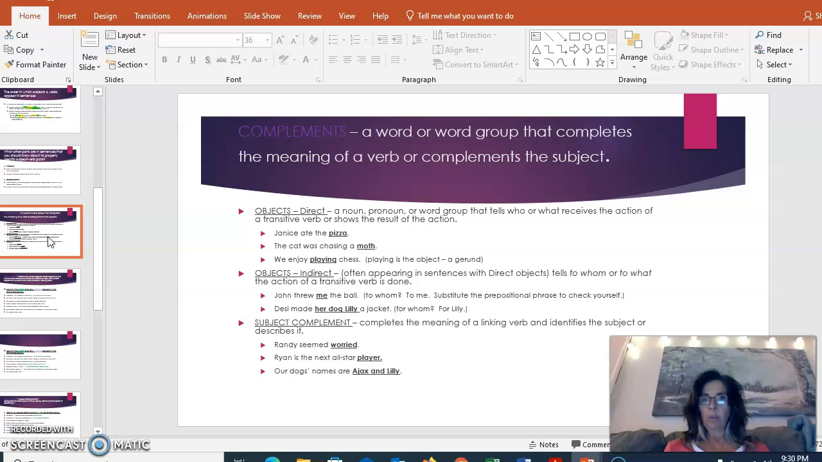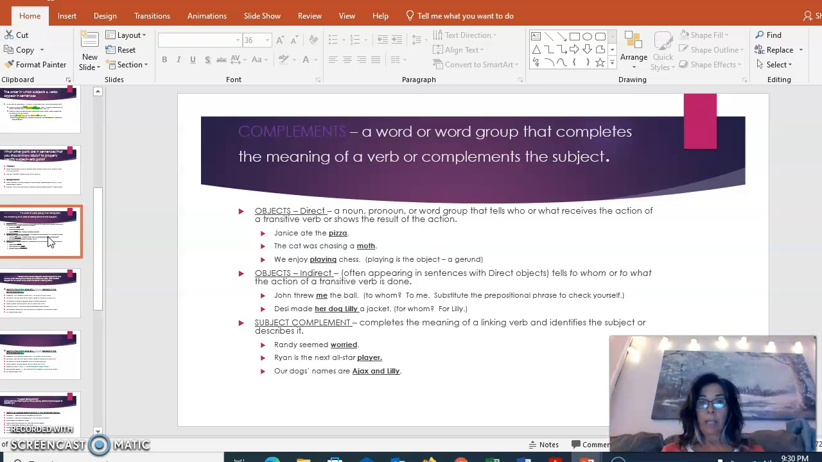Alright, so complements are a word or word group that completes the meaning of a verb or complements the subject. So they can be a direct object or an indirect object. And a direct object, if it's an object, has to be a noun or pronoun, right? Or a word group that tells what is receiving the action of a transitive verb, or the result of the action.